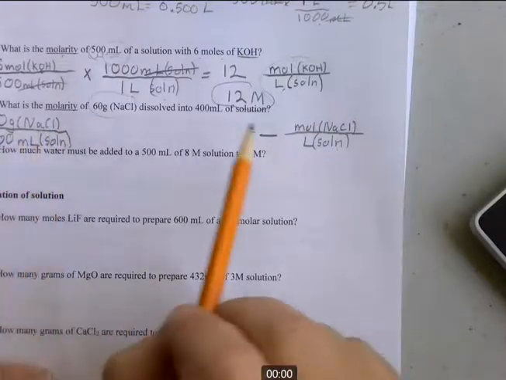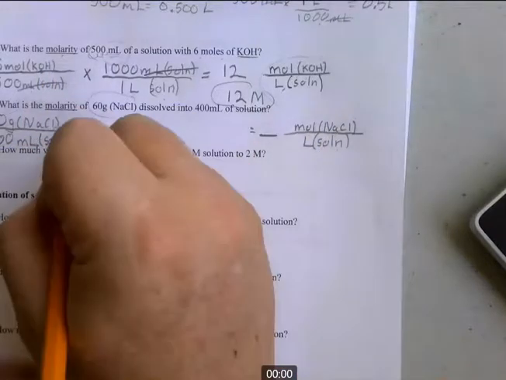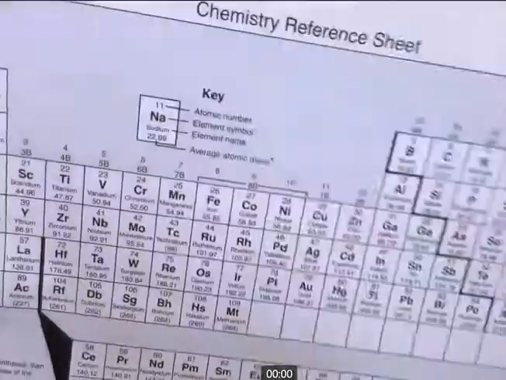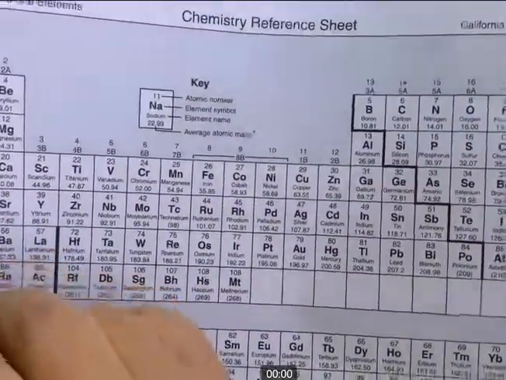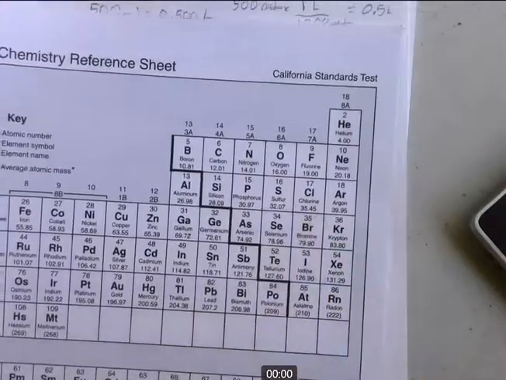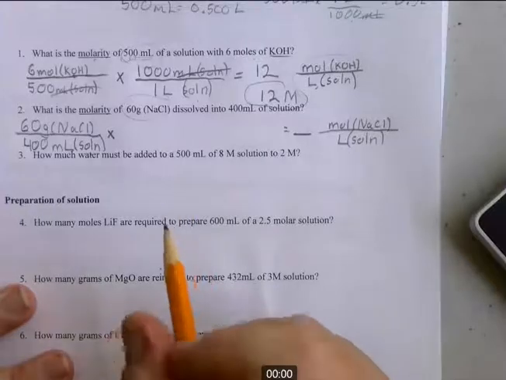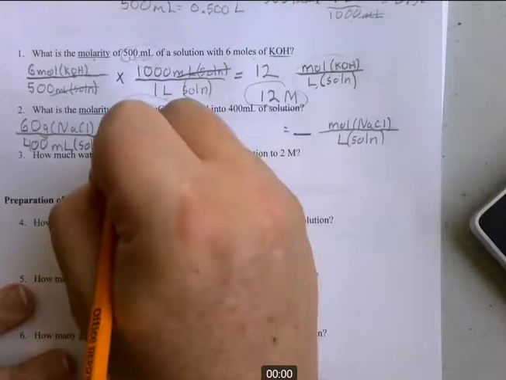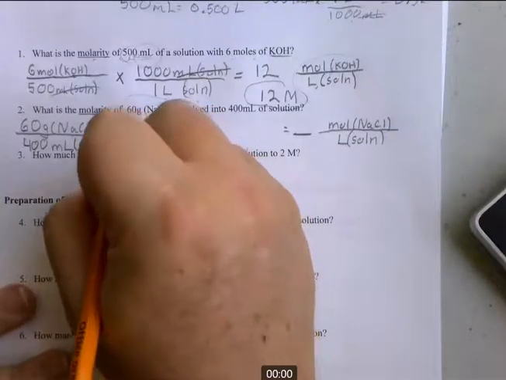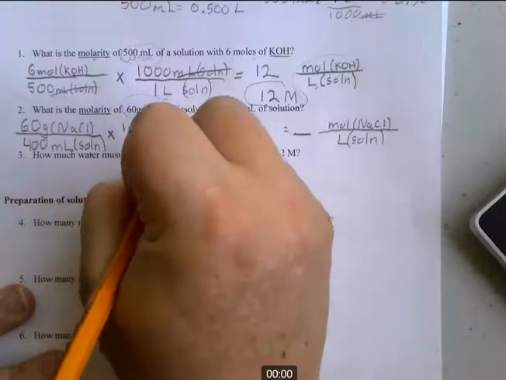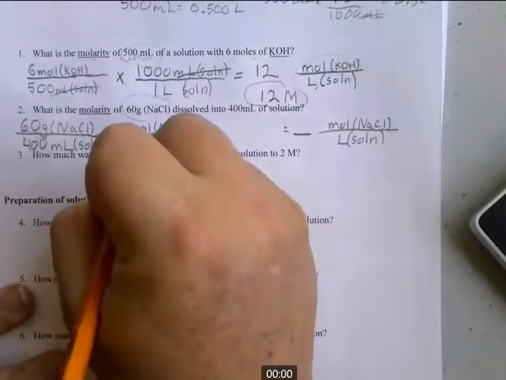Let's convert from grams of NaCl to moles of NaCl. So you do that using the molar mass. If we look over here, Na is 22.9 and Cl is 35.45. So that's going to give you 58.44 as the molar mass of NaCl. So I'm going to write 1 mole, because I'm trying to get to moles of NaCl, for every 58.44 grams.